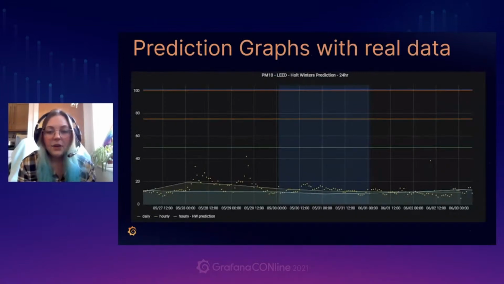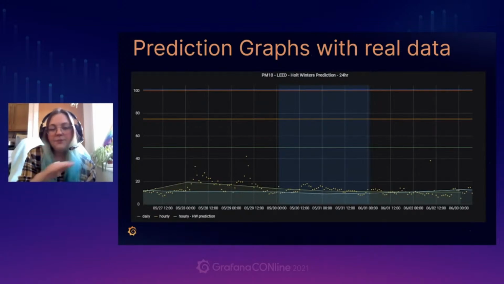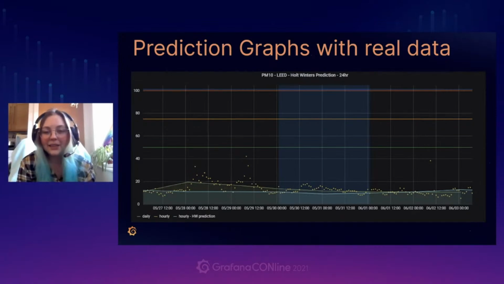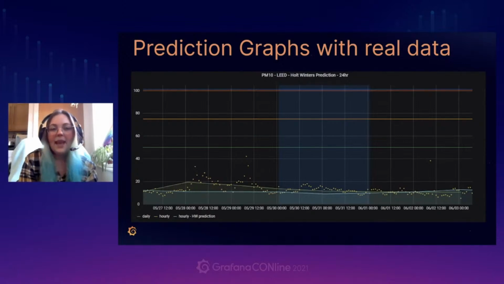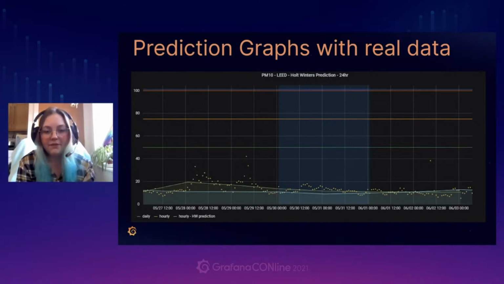Here is a closer up look at that data, the real data alongside the predicted data. And so here I will explain the horizontal divisions. We have our green line, which represents 50 micrograms per meter cubed of PM10. This is what is determined as a safe air quality for this pollutant. The next section up to the amber line would be medium, up to the red would be high, and then above the blue line would be very high.